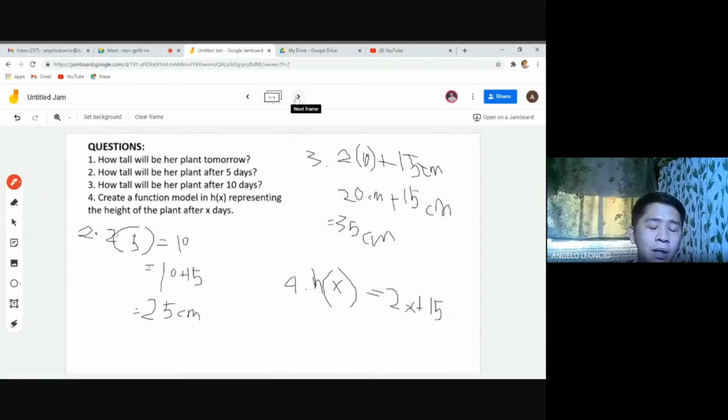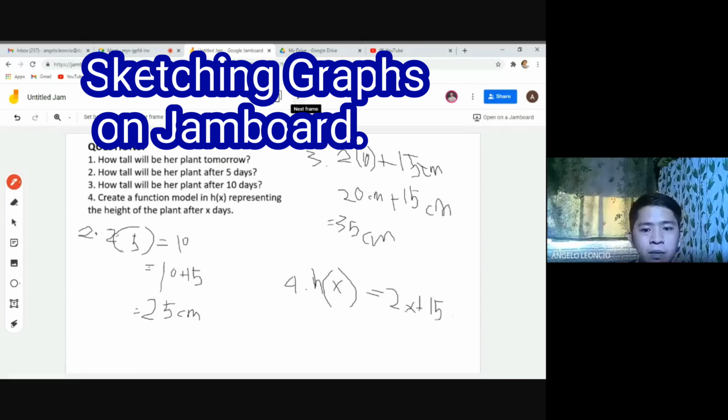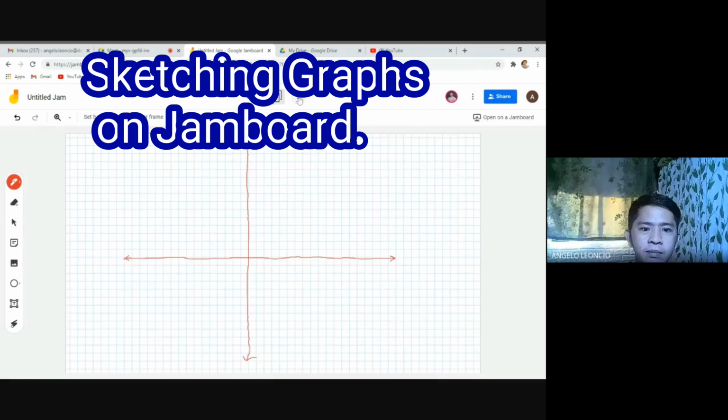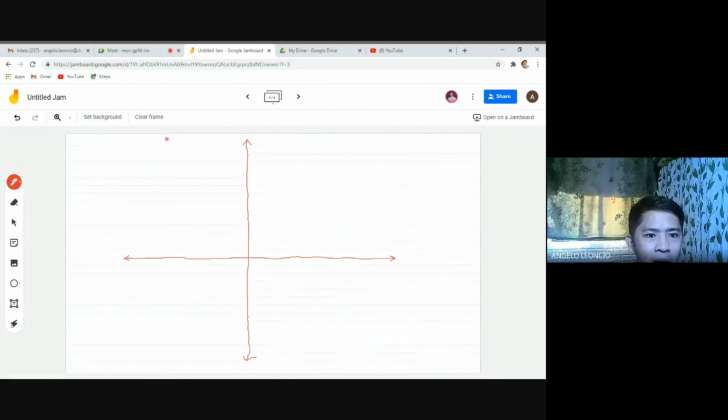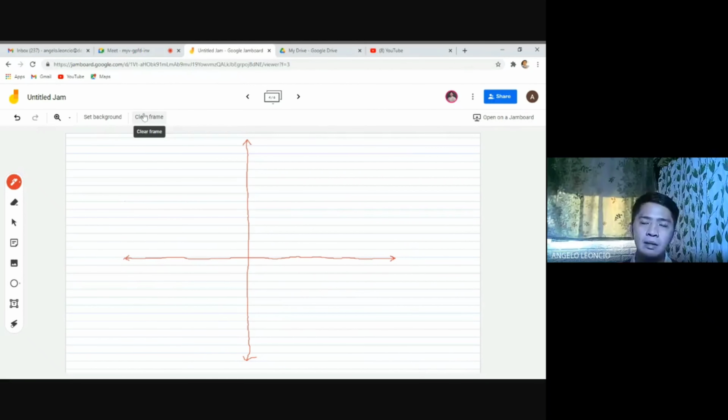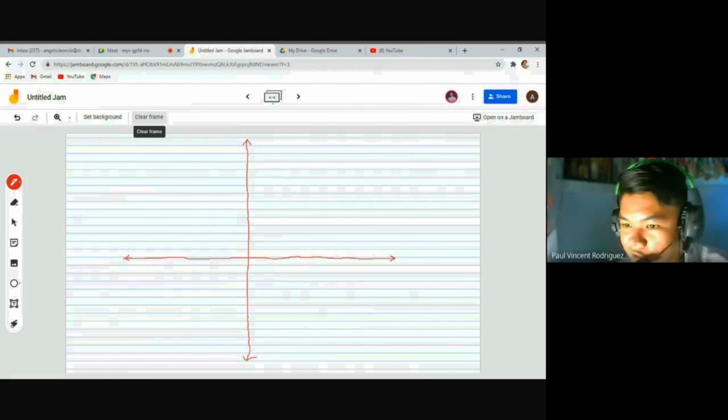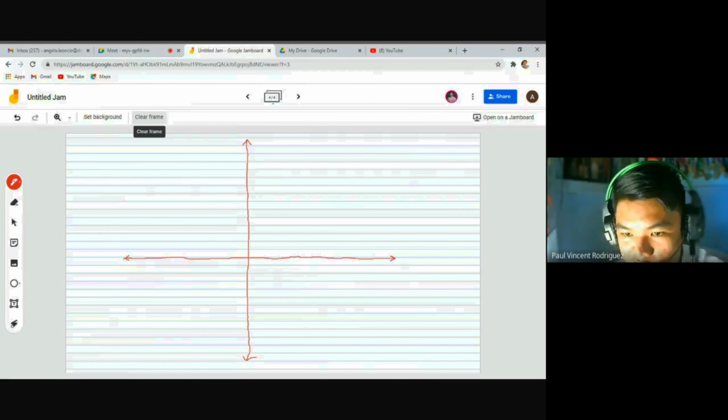Okay, so this time, I'm going to ask you to graph the function model h of x equals 2x plus 15. So I have already the Cartesian plane and the grids. Okay, so can you graph the function h of x equals 2x plus 15 here? Yes, sir. I will start graphing.